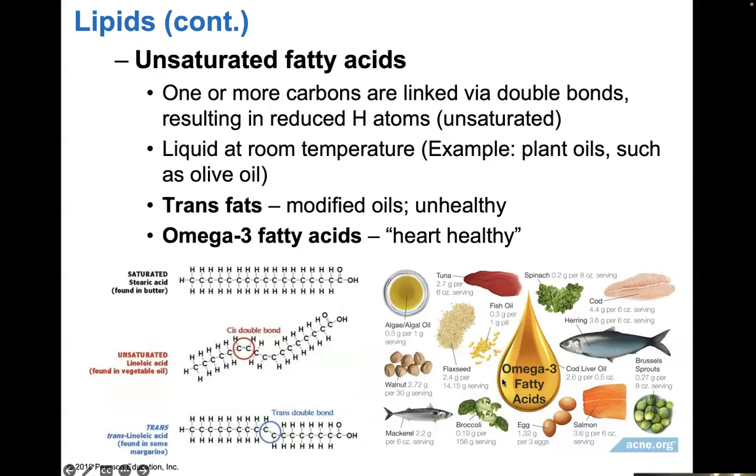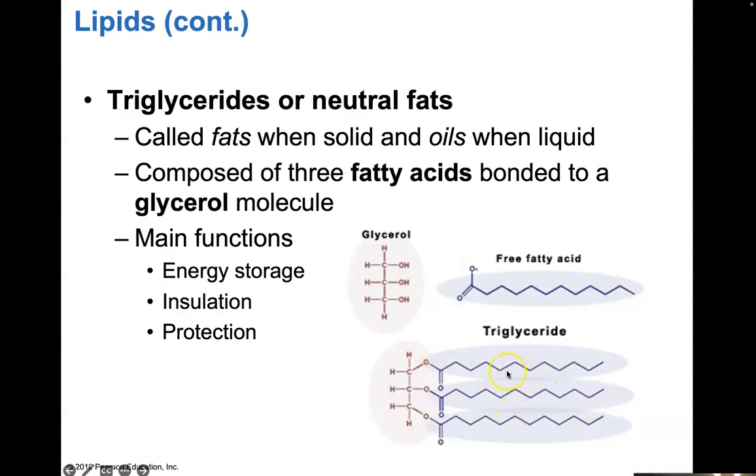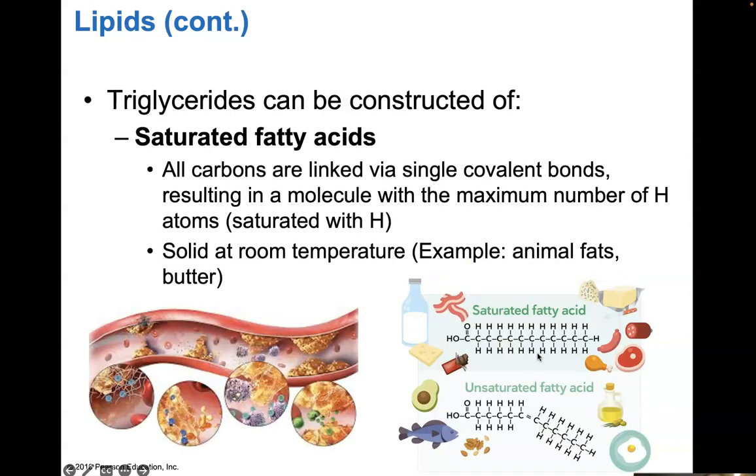And if you can picture these kinks in the chain, what happens is when you form the triglyceride and they have these kinks in the chain, they don't pack together as nicely as they would here if you had a kink in the chain up here. And so what that does is that allows unsaturated fatty acids to stay liquid at room temperature.